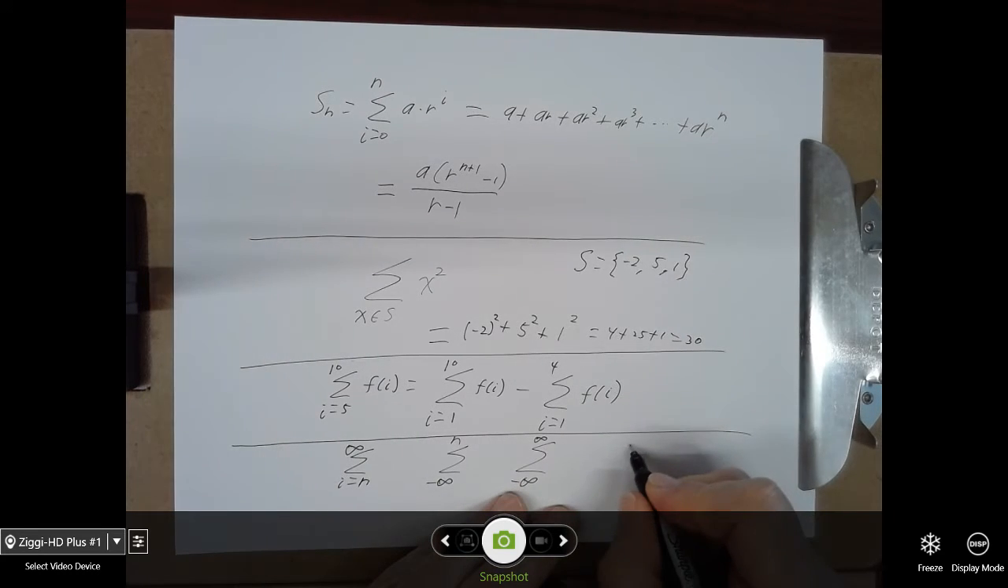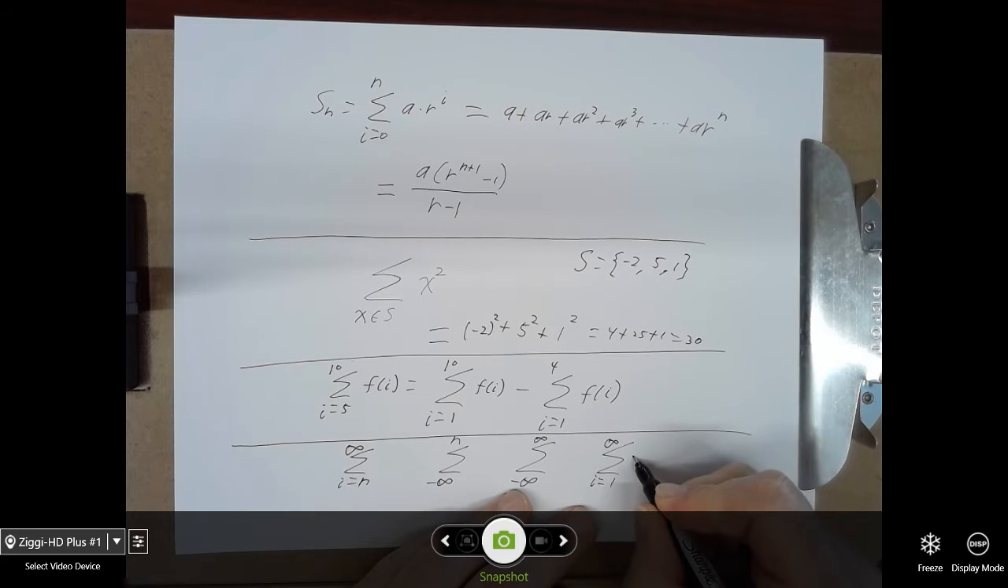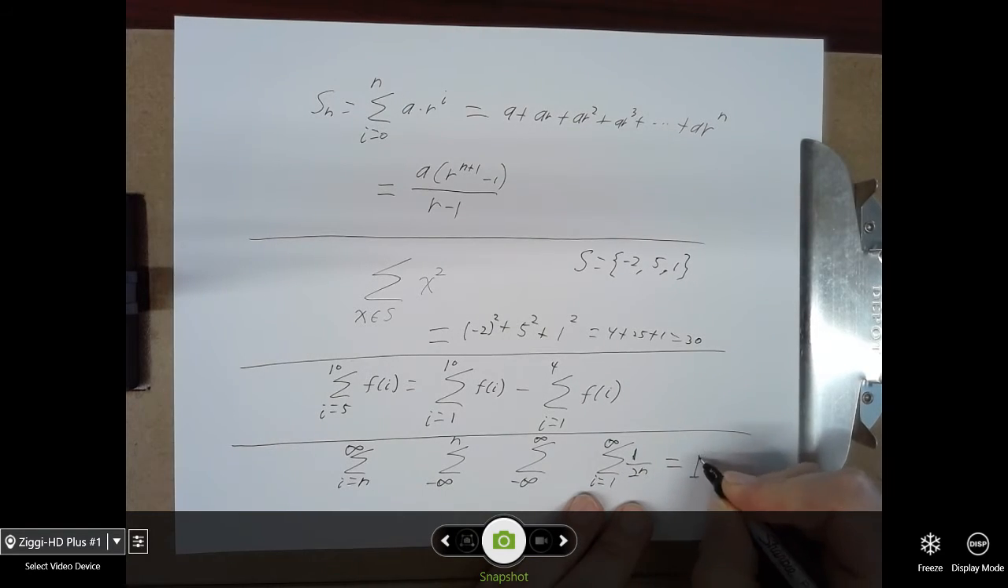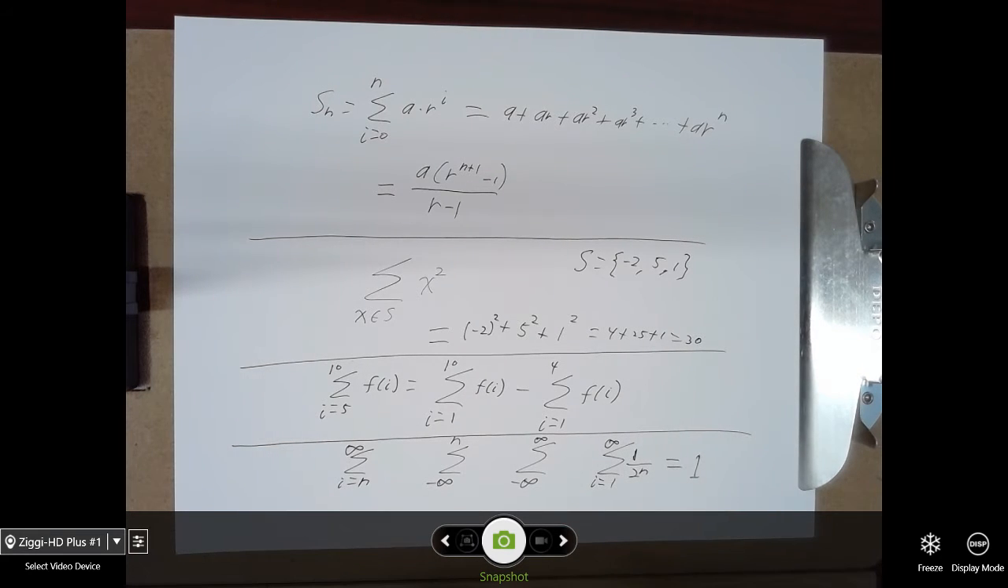So the classic example of an infinite sum might be the sum from i equals 1 to infinity of 1 over 2 to the i. So it's a half plus a quarter plus an eighth plus a 16th plus a 32nd and so on. And if you add those up, you actually end up with just 1. So sometimes, even though you're adding an infinite number of things, you end up with a finite sum, which is pretty cool.